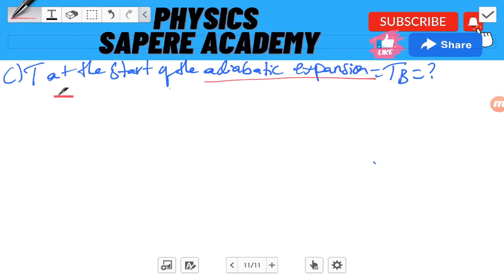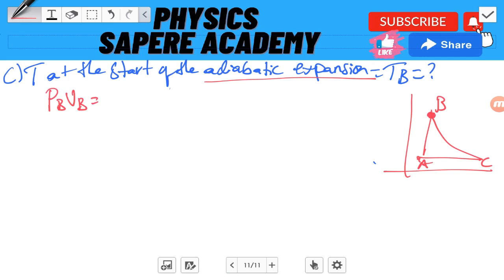At V, looking at the graph again, that's B, A, and at C. At P, we know that PB VB is nRTB, right? This is the equation of the ideal gas. But what is PB equal to? We know that PB is triple that of PA. So that's 3 times PA. This is 3 times PA.